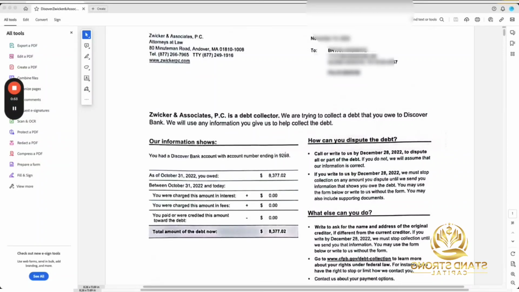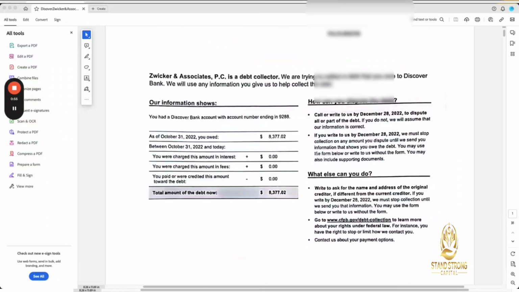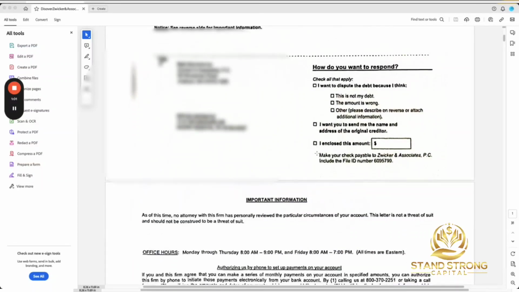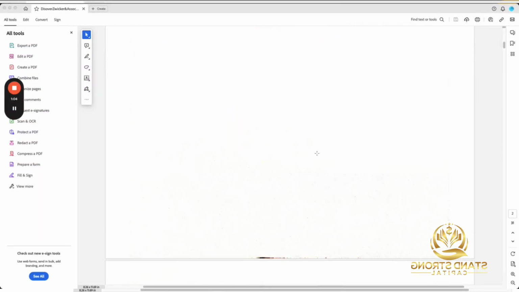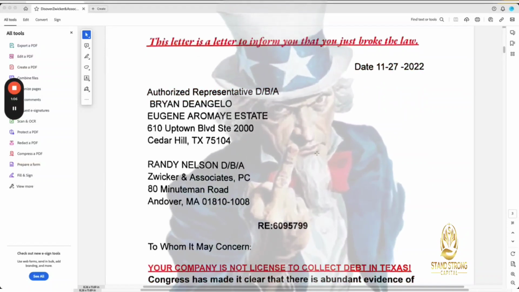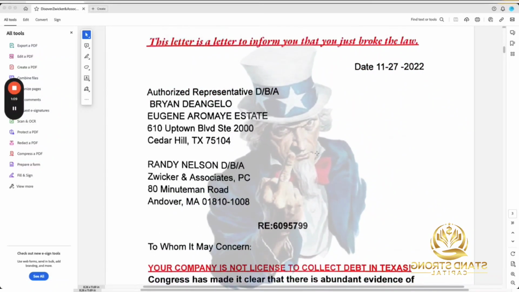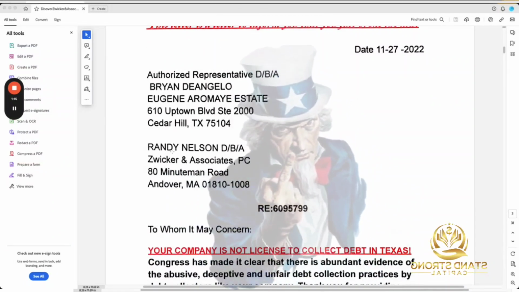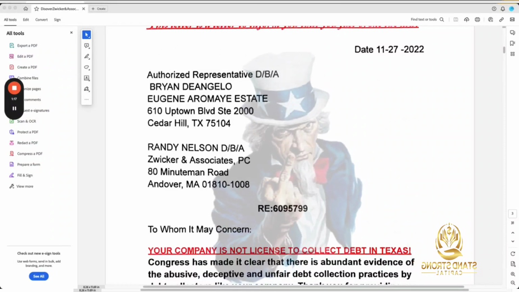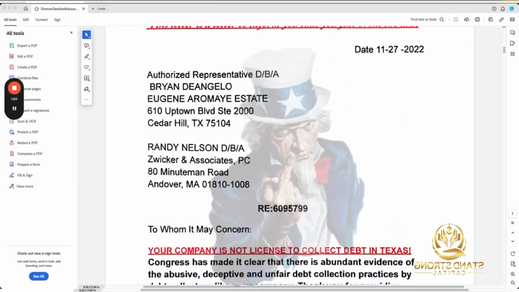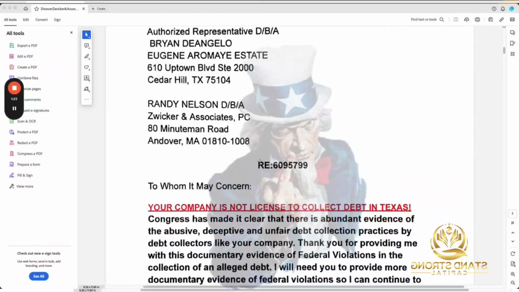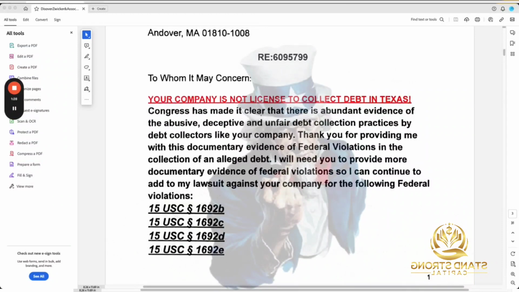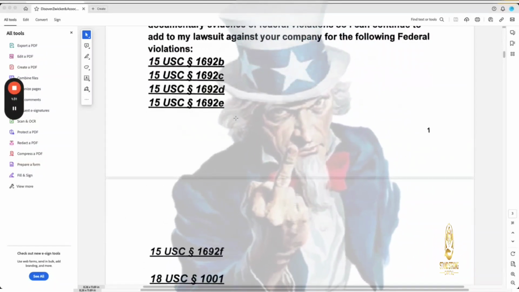This is where it all started, though. They sent me notice back in November, as you can see here. Now let me show you through the process of how we always go. We just keep scrolling. Boom, they got notice. I responded to them on this date, and I addressed Randy Nelson because he was doing business as Zwicker and Associates PC at this address. We responded, as I told you before in the previous video, same stuff. This is the stuff in action.